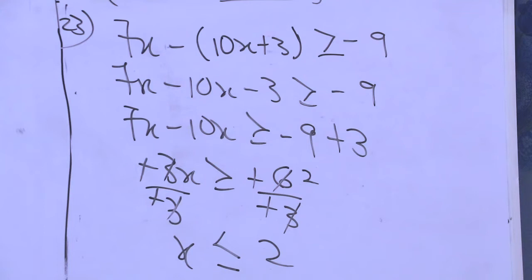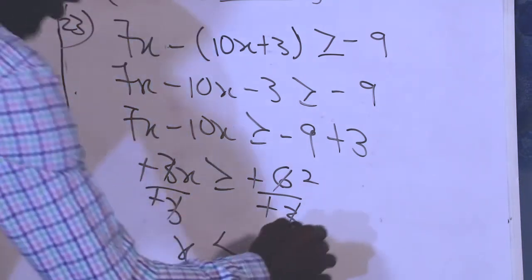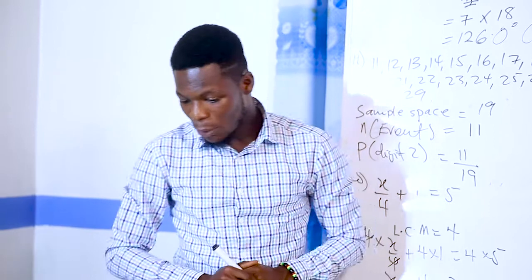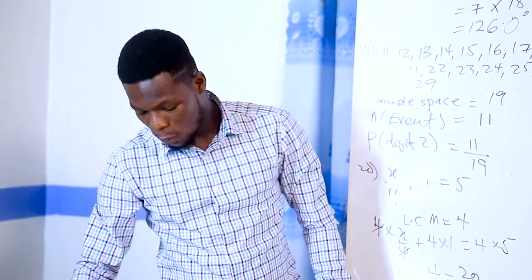C, x is greater than or equal to 4. And D, x is less than or equal to 4. So our correct answer is D. X is less than or equal to 2. Now we go to question 24.